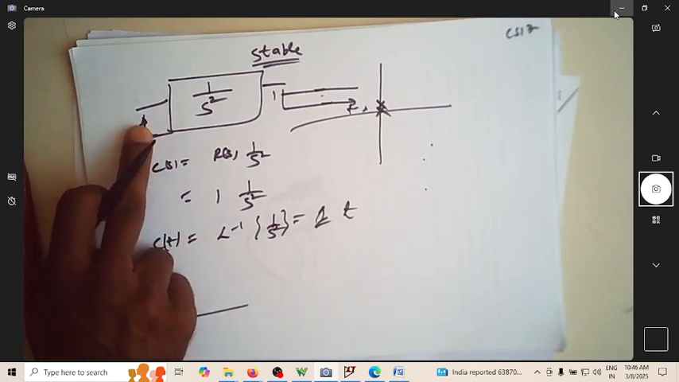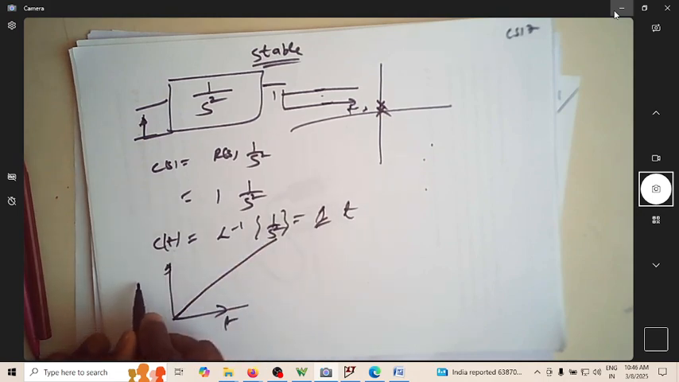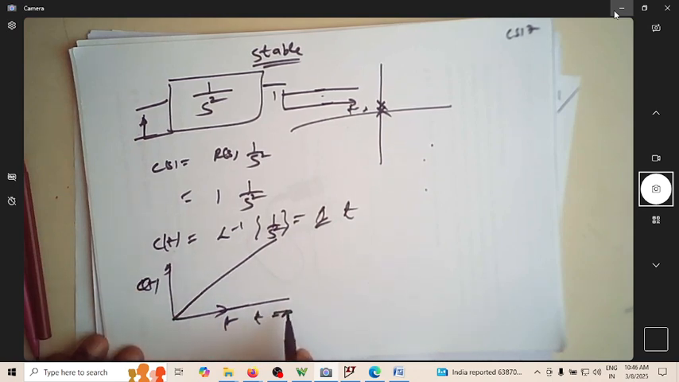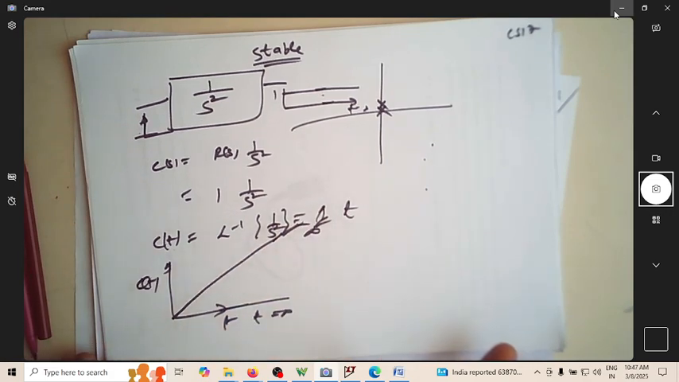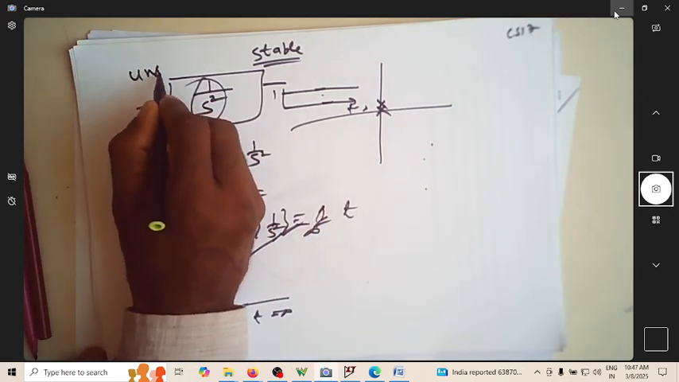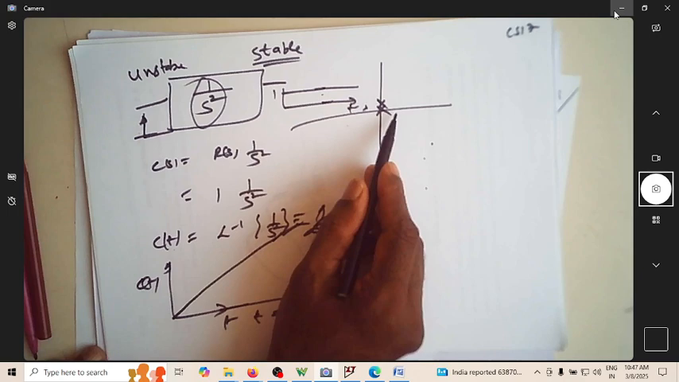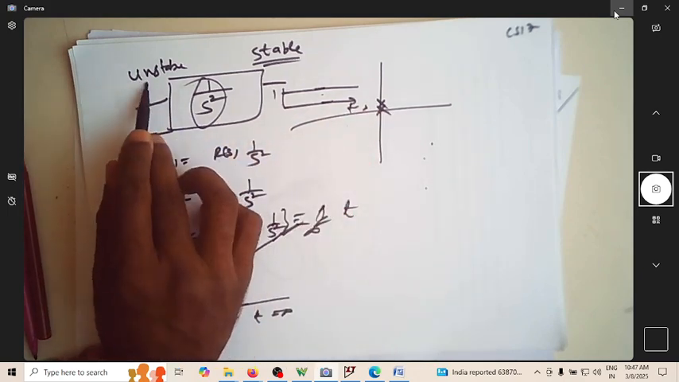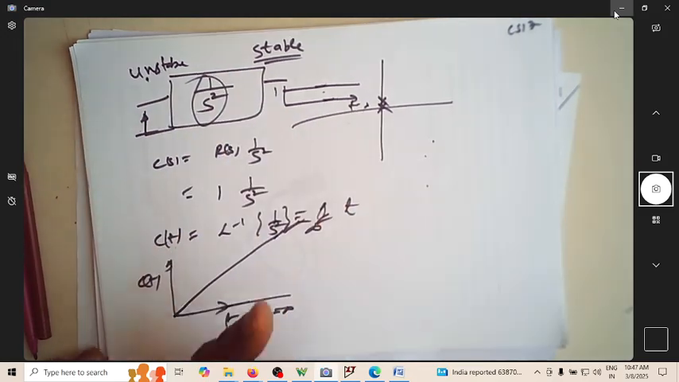So what is the response of this? For a delta function, the response is like this. It's a ramp output. So this is your C of t. As t tends to infinity, what is its value? This value is also infinity. So what is the system? The system is unstable. A system having repeated poles at the origin is unstable, whereas if you have only one pole at the origin, then it is stable.